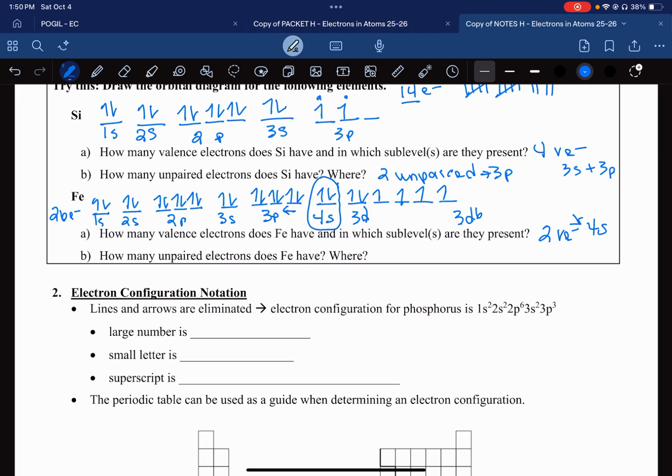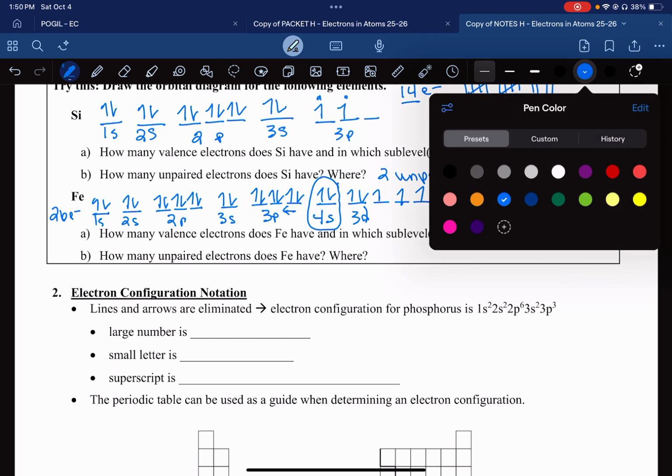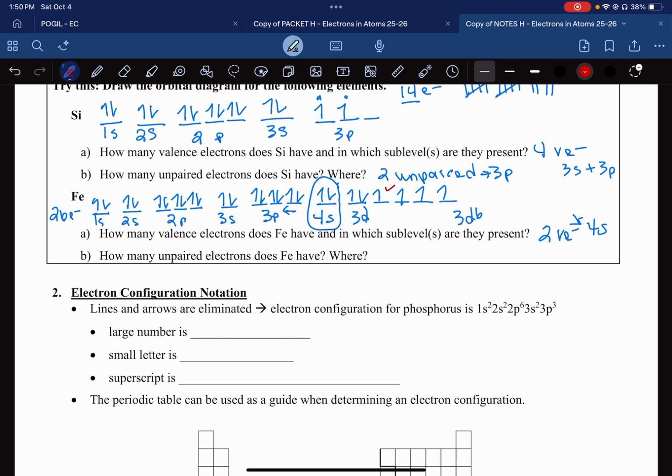Then it says how many unpaired electrons do we have and where are they? We're going to have 4. We're going to have 4 unpaired electrons, one here, one here, one here, and one here. They are in the 3D sublevel.